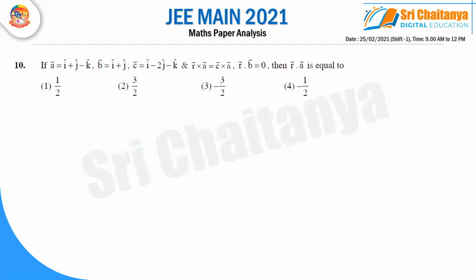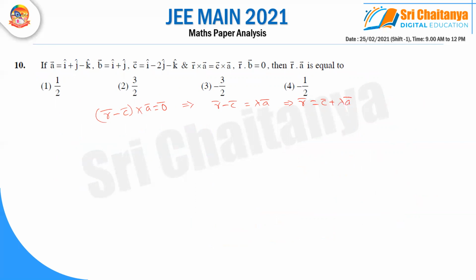Next question will be, they gave 3 vectors and they're asking this. Okay. Now here I can say r bar minus c bar cross a bar equal to 0 bar. What does it mean? r bar minus c bar is parallel to a bar. So it will be something like this. r bar is c bar plus lambda a bar.